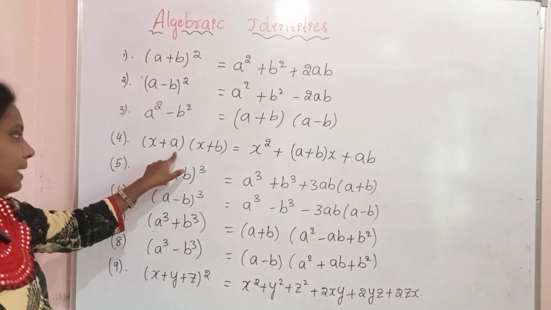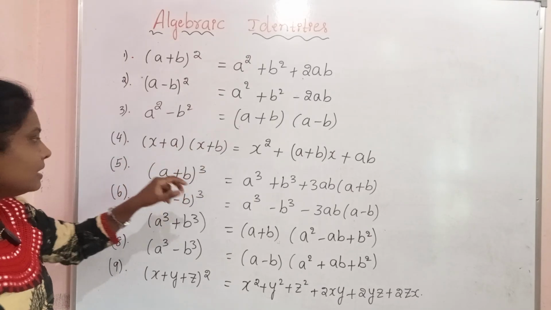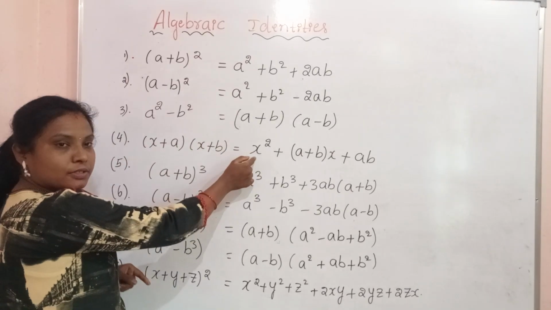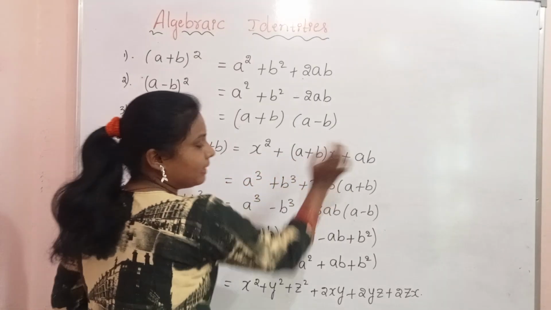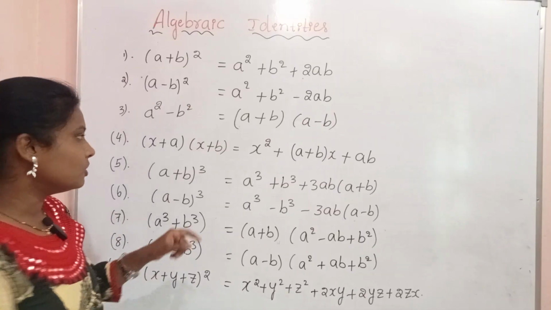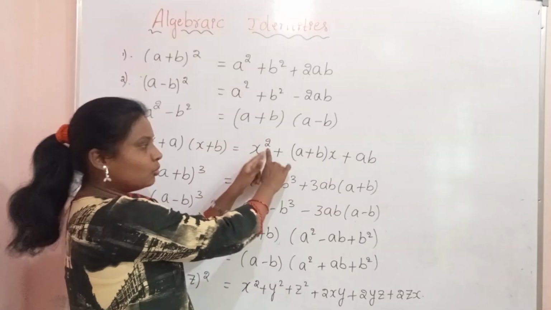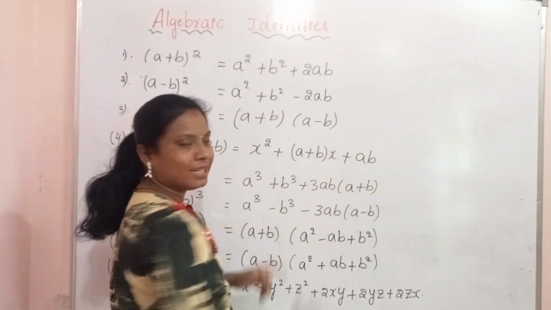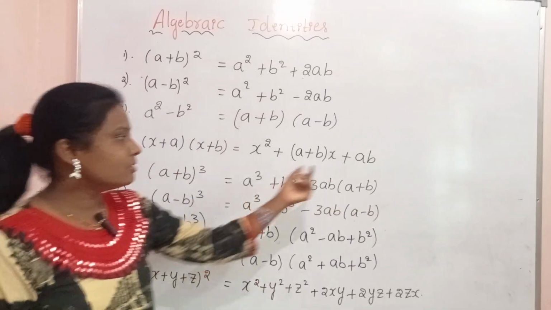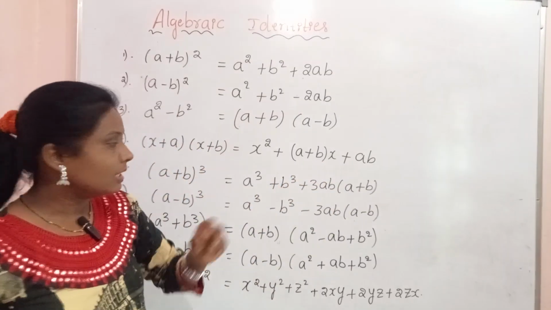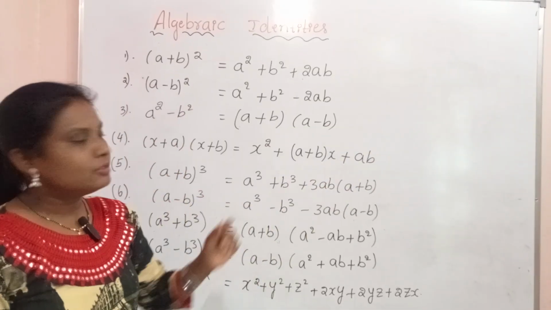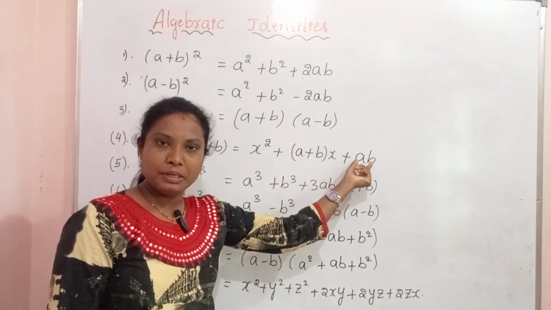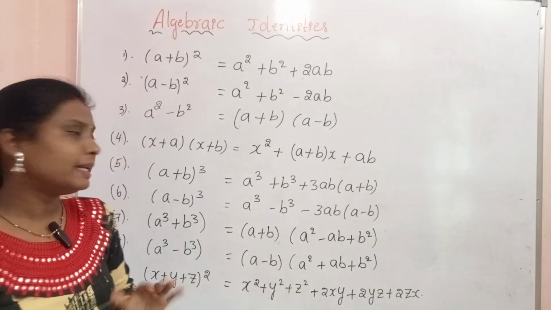Next, (x plus a) into (x plus b). First it is x square, plus (a plus b) into x, plus ab. You can simply observe, here it is x power 2, here it is x power 1, then here it is x power 0. One more thing, here it is plus, you have to remove the plus sign. So you will get ab here. Like that you can remember.